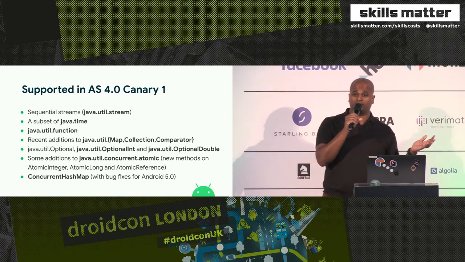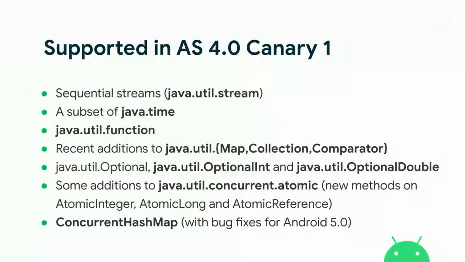So here are the APIs that are currently available on Android Studio 4.0 Canary 1. We really encourage you to try it out, contact the team, file bugs if you feel like some APIs that you really want are missing. And the team is very open to working on what you all want.